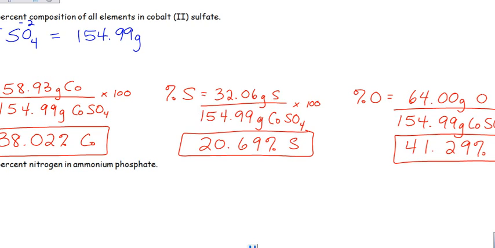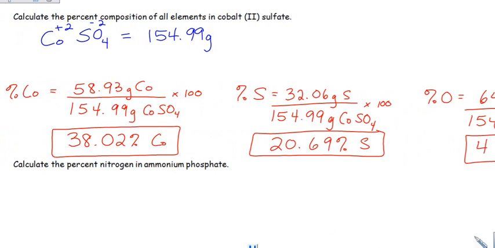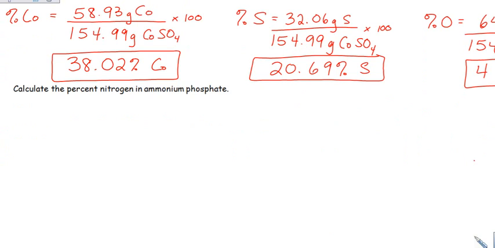Now, sometimes they won't make you do every single element. So, for example, in this last one, we're just looking for the percent nitrogen in ammonium phosphate. So I do need the formula, ammonium phosphate. Ammonium, actually, they're both polyatomics. NH4 is ammonium plus 1. PO4 is my phosphate minus 3. Which means to make this neutral, I'll need 3 groups of ammonium. Then I should have a plus 3 minus 3.